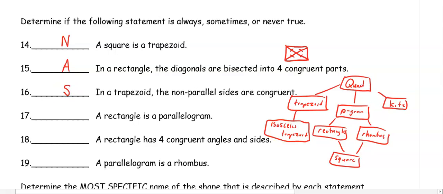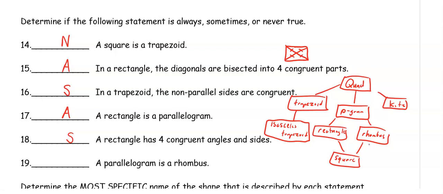17, a rectangle is a parallelogram. Well, remember that rectangles get properties from parallelograms, so because I'm moving up the family tree, this is an always. A rectangle has four congruent angles and sides. So we know that rectangles have four right angles which are congruent. But rhombuses have the four congruent sides. So for a rectangle, if it also has four congruent sides, it'd be a square, which would share rhombus properties. So this is a sometimes because they're connected through another shape.